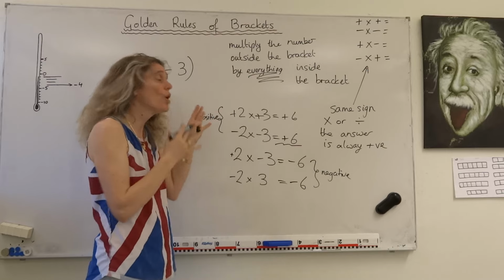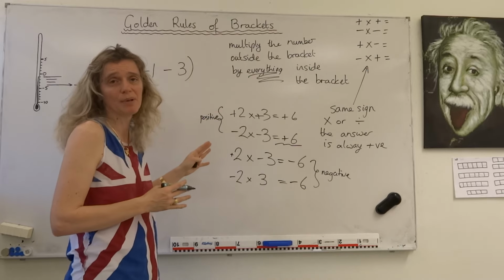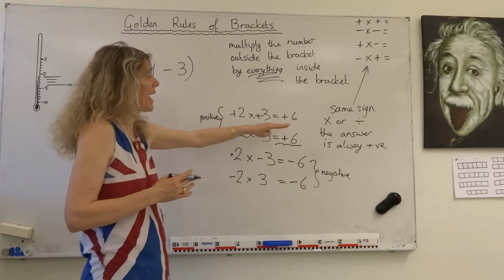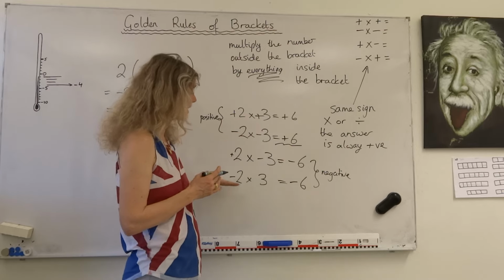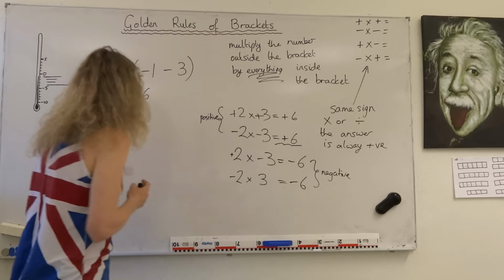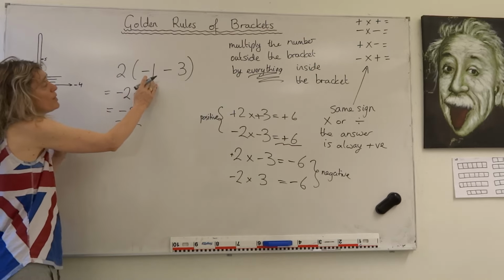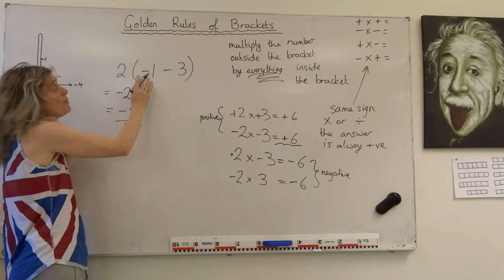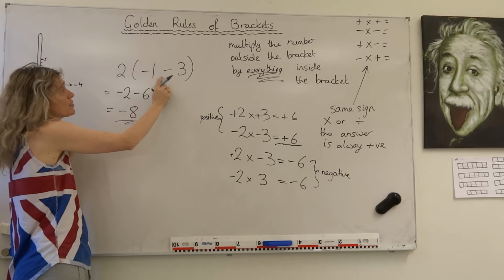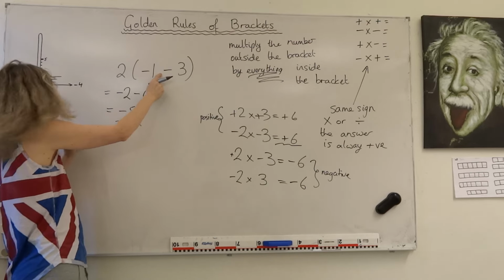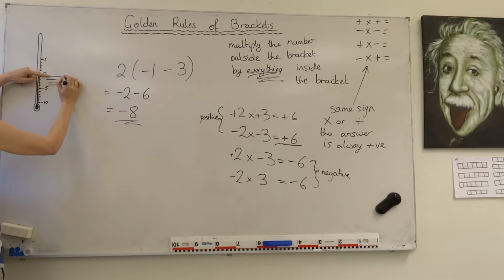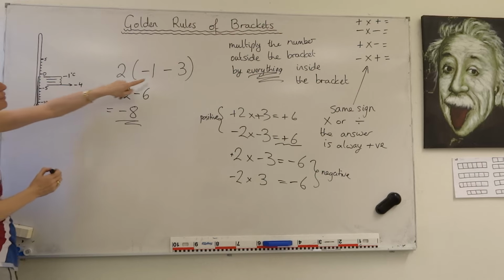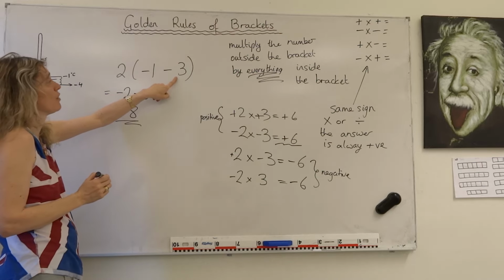And if we're going to be able to work well with brackets, we have to remember this golden rule. Same sign, answer is always positive. Different signs, answer is always negative. So, if we were to look here, what were we doing here? Well, here, we weren't multiplying minus 1 times minus 3. There's no multiply sign here. We're saying we're at minus 1 degrees on the thermometer, and we are going 3 more degrees colder. We're going from minus 1, minus 2, minus 3, down to minus 4.